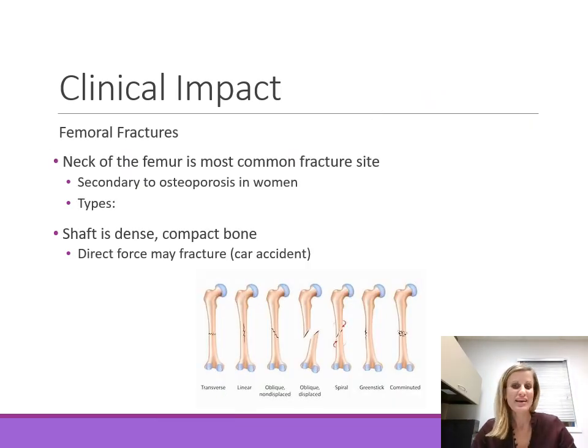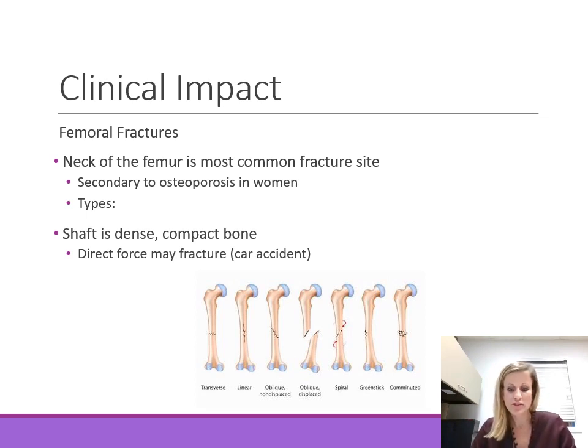The femur is a really large, strong bone. However, because of the angle of inclination, because of the way that the femur is structured at the hip joint, the neck of the femur is a common fracture site. That's the most common site that the femur gets fractured at, is at the neck.